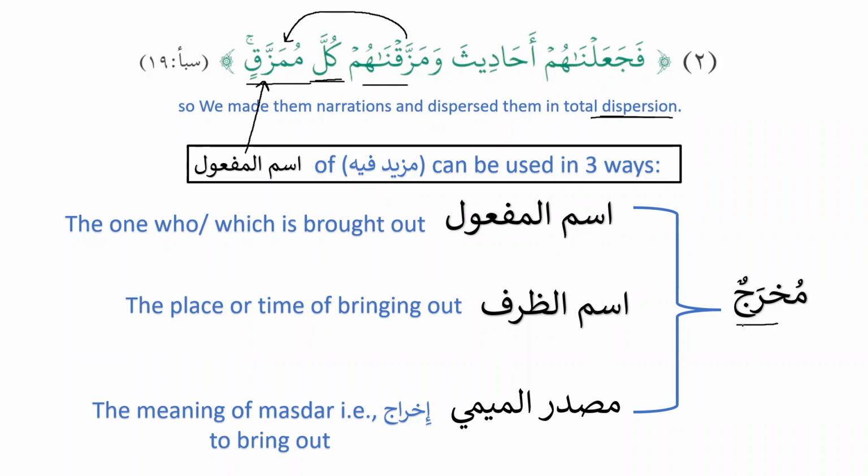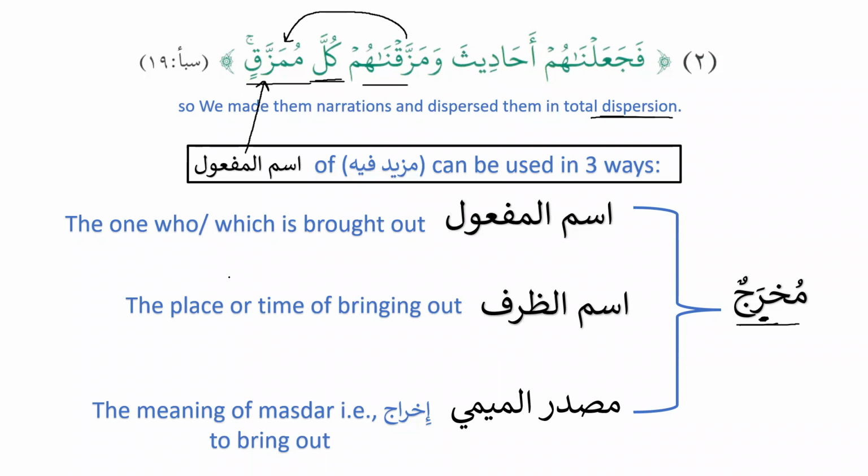Mukhraj, we see that it comes from akhraja, yukhriju ikhrajan, and fahuwa mukhrijun. So the one who brings out will be mukhrij, right? The person who does the action is mukhrij, ismul fa'il, and ismul maf'ul will be mukhraj. Now, how do we know that mukhraj is being used as ismul maf'ul, or is it being used as ismul dharf, or is it used as masdar al-mimi? So it's very important. Please notice over here.